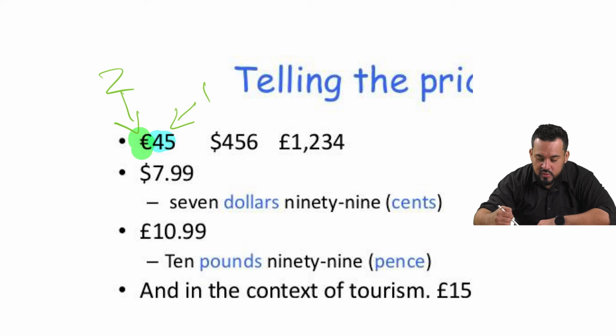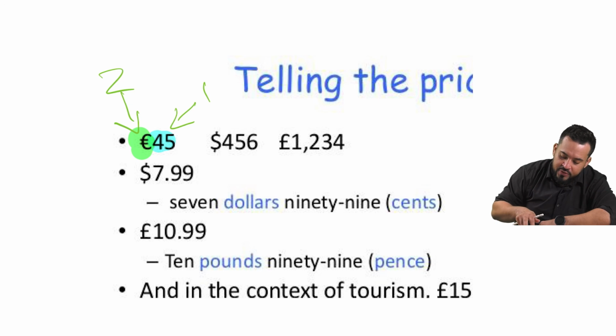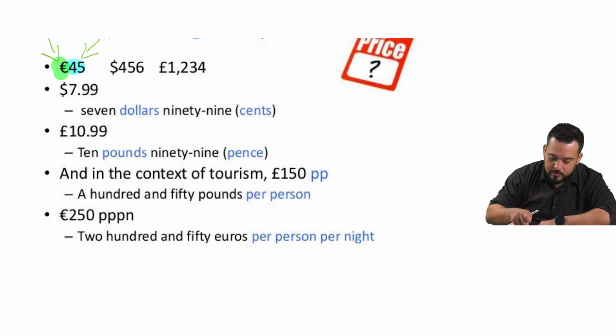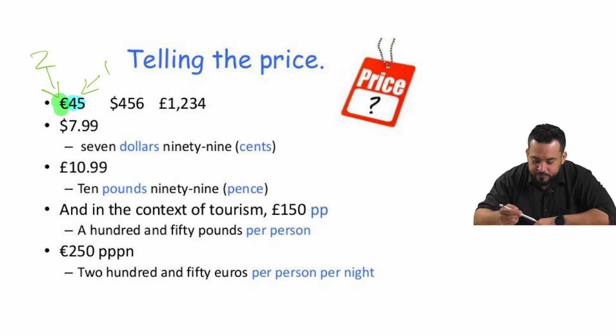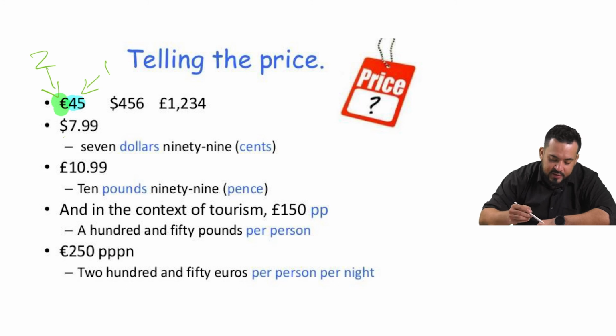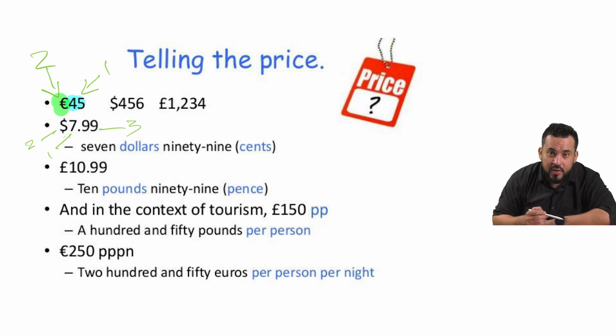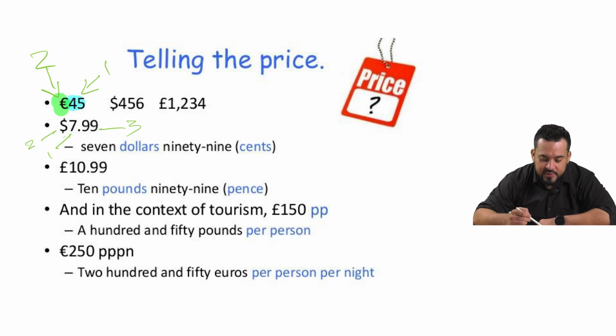1,234 pounds. $7.99. So we start with the 7, that's number 1, and then the currency, that's number 2, and then the cents, that's number 3. Okay? 10 pounds and 99 pence, or just 99. 10 pounds 99.